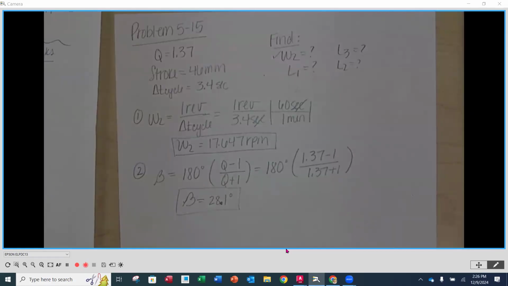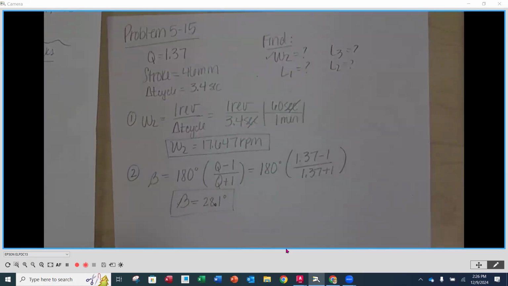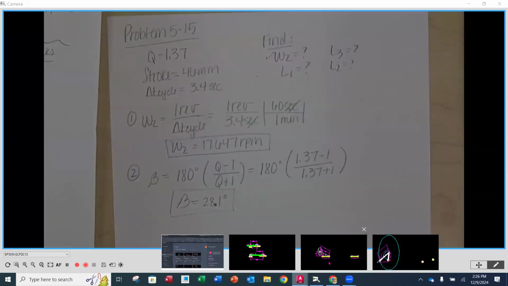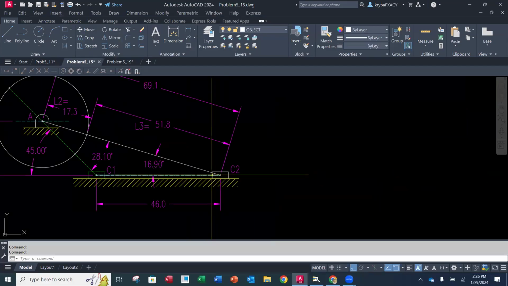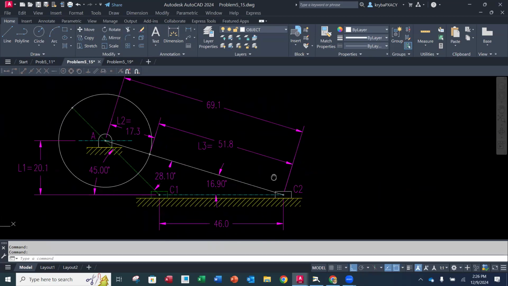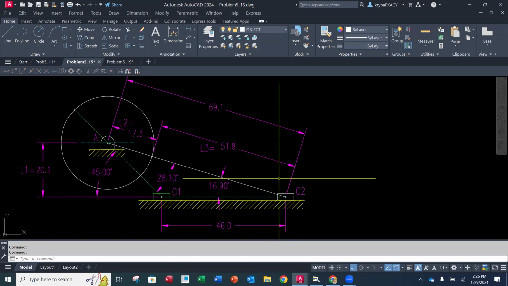Now, once we have this, we're ready to go to CAD and start laying this out. So I'm going to go over to AutoCAD and pull up my problem 5.15. Now, this is the done problem, but I'm going to walk you through this because there's a little bit more to this process than the other one. So this is going to be our end result.